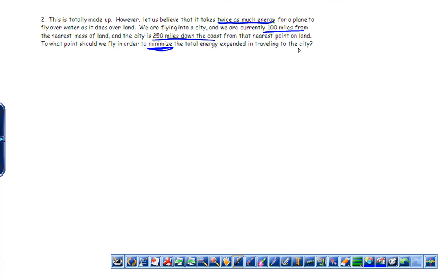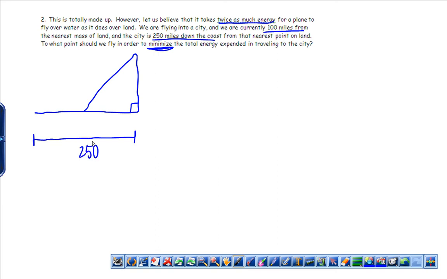Okay, so you've seen this drawing before. Let's look at this. We've got a right triangle, and it says that it's 250 down the coast. So this is our coastline here, and I'm going to say that it's 250 down the coastline. It says 100 miles from the nearest mass of land we are flying. So I'm going to label this as 100.